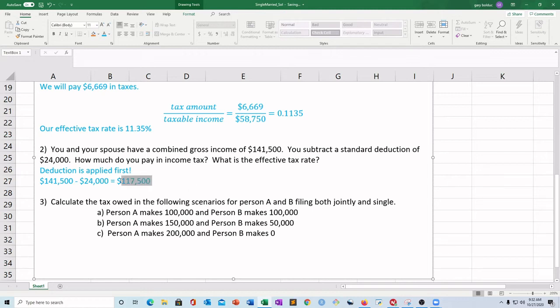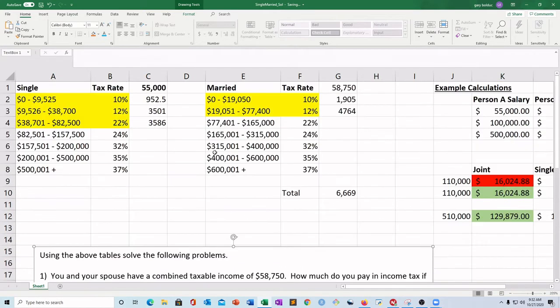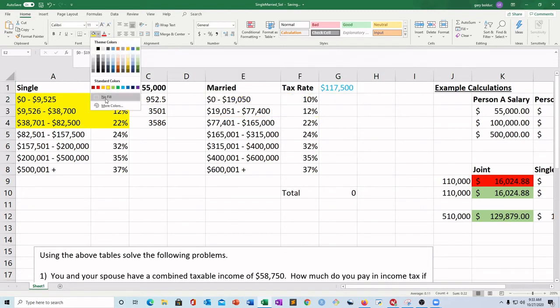So we take this number and bring it up to the table. We are going to do the joint married table. So let's get rid of this and put in our amount of money. Okay, and let's run through again. We look at our taxable income and compare it to the table. We fill up the first, fill up the second. We get into this third one, but don't fill it up because our income is less than this number here.